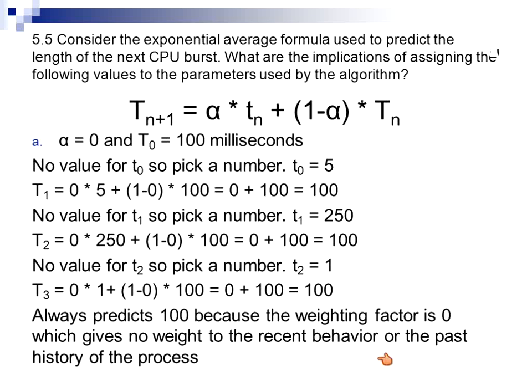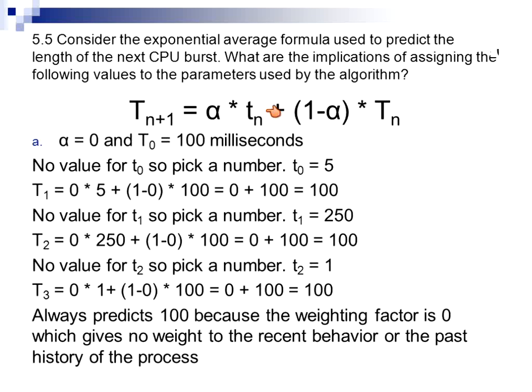Okay, Nada, I don't know how you would have gotten 10, because if you look at it, if alpha is 0, then it doesn't really matter what T sub n is. That's going to be 0. But tau sub n is 100. So here I have 1 times 100, and I always get 100.